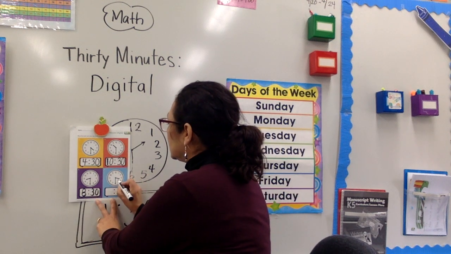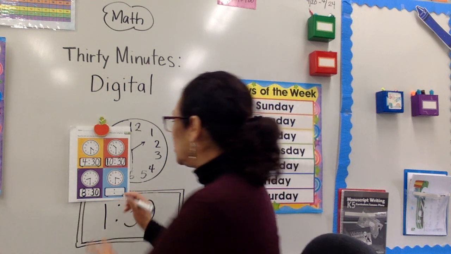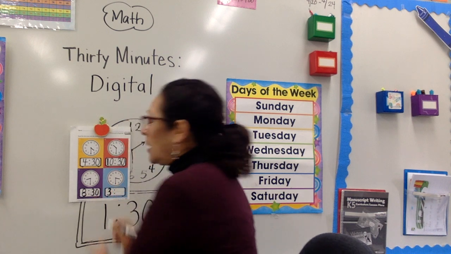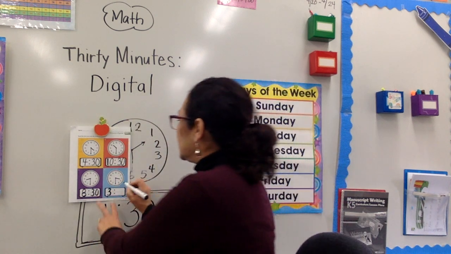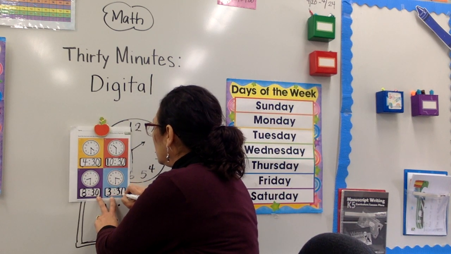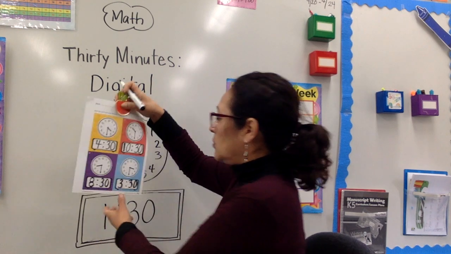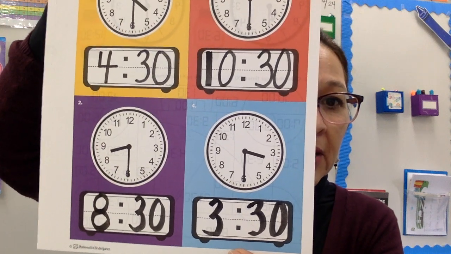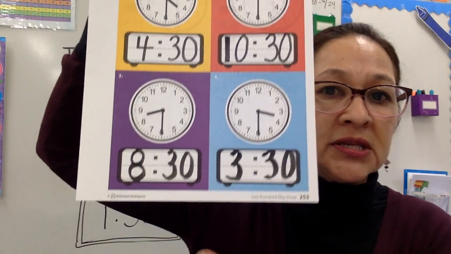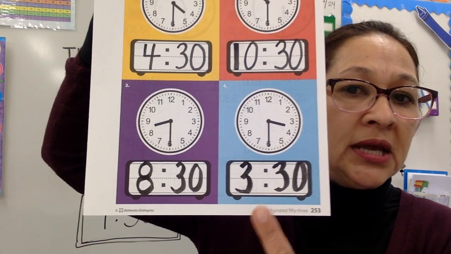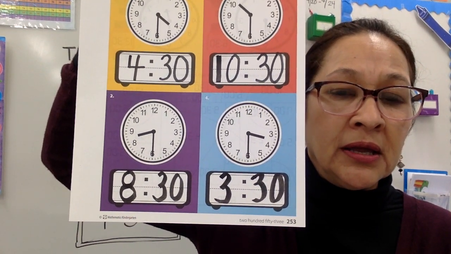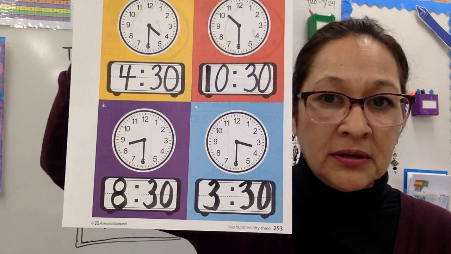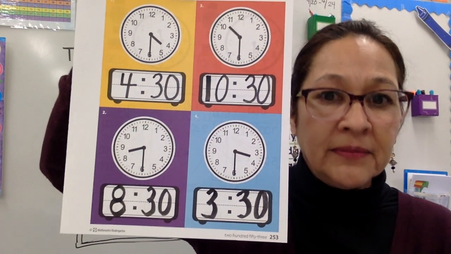This is 3:30. So you're writing a 3 on the left side of the colon, and 30 is going to be on the right side of the colon. So see that? Be careful. Do not get confused, especially this one on the bottom right here, the blue one. It's not 33. It's 3:30. Got it? All right. I know you're following along well.